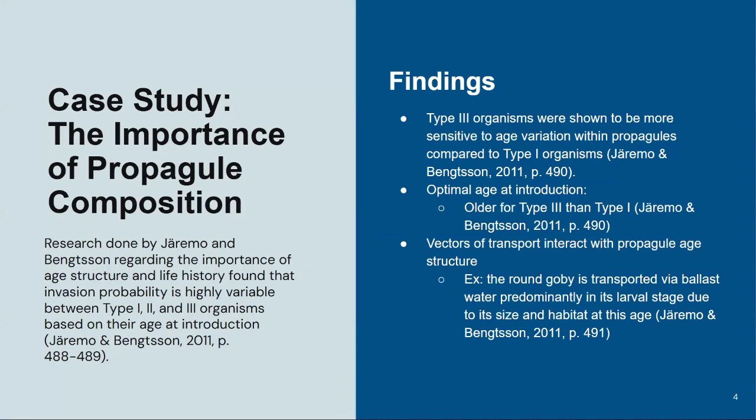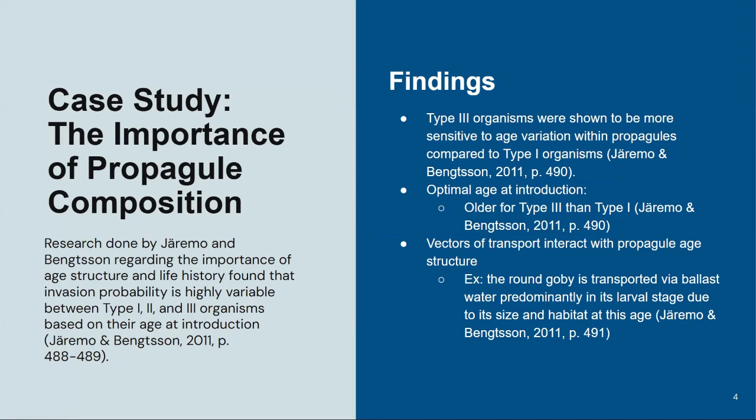So our first case study relates to the importance of propagule composition on establishment success. Research done by Gertzen and Bengtson regarding the importance of age structure in life history found that invasion probability is highly variable between type 1, 2, and 3 organisms based on their age at introduction.